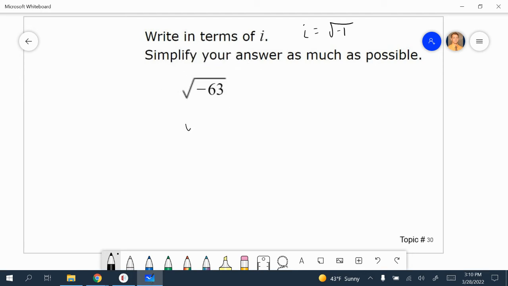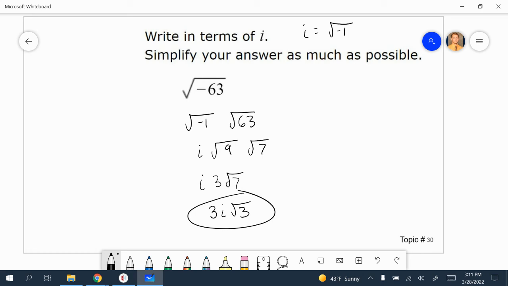If I take out a -1, that'll leave me with the square root of 63. And now I can break down that 63. So this is just an i. That'll be a part of our solution. But I can break down the 63 into the square root of 9 and the square root of 7. The square root of 9 is 3, so i times 3 times the square root of 7. Oops, I don't know why I wrote a 3 there. Times the square root of 7 is the final answer. But if we wanted to be professional about it and write it correctly, I'm going to put the i after the 3, like that. 3i times the square root of 7.